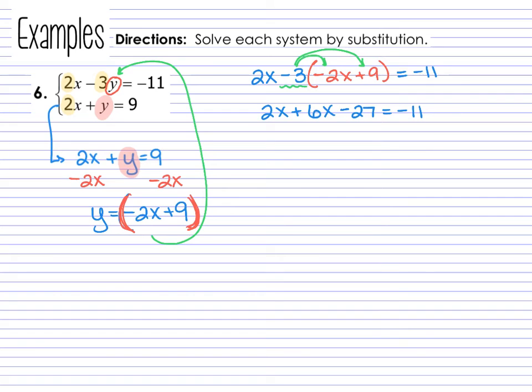Now my job is to combine the like terms. So those are the ones with the x's. 2x plus 6x gives me 8x minus 27 equals negative 11. Now I'm going to add 27 to both sides. I'm trying to get that x by itself. When I add those together, they cancel on the left. So I have 8x equals negative 11 plus 27.